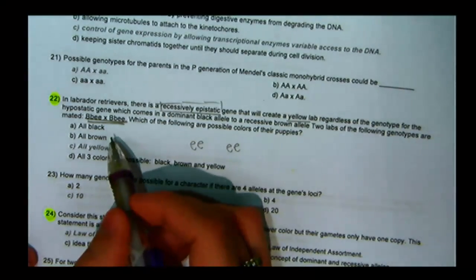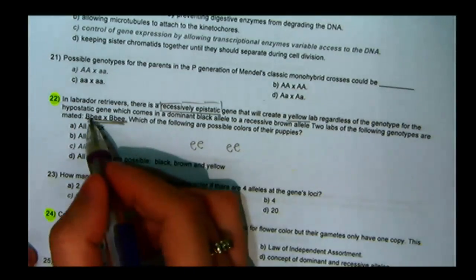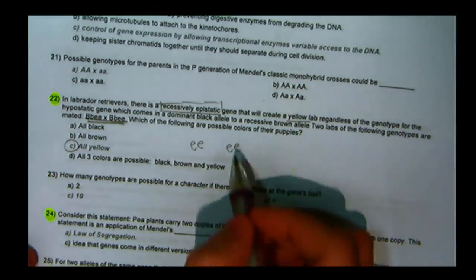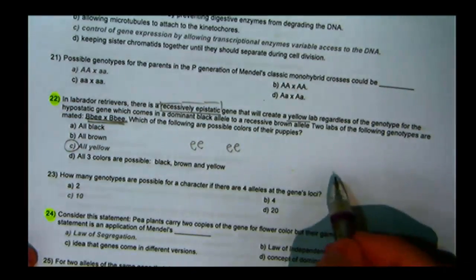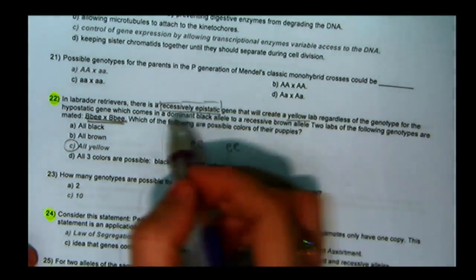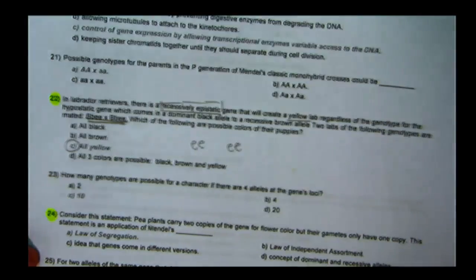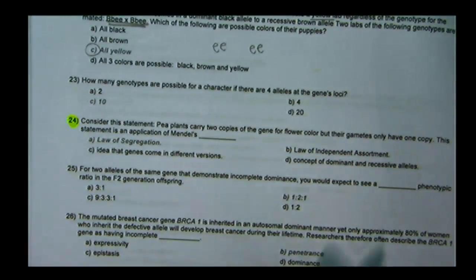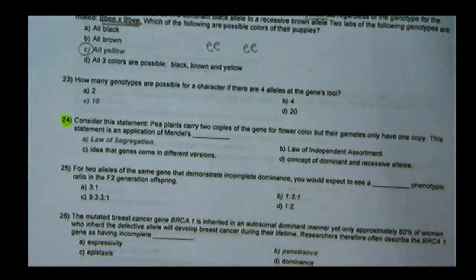Okay, so this is number 24. Pea plants carry 2 copies of the gene for flower color, but their gametes only have 1 copy. This is an example of what? Definitely expect to see law of segregation, law of independent assortment on there, probably the 2 most important concepts in genetics. So C and D are kind of nonsense here. So you're always going to end up being between segregation and independent assortment.